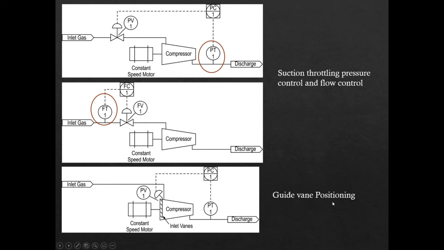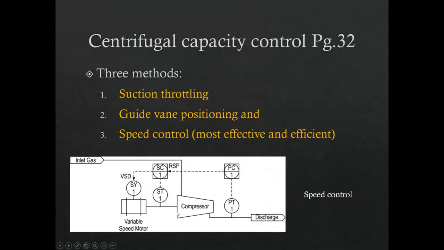And last but not least here, guide vane positioning. Using a pressure transmitter and pressure controller that adjusts the output to an actuator positioner that changes the angle of the inlet vanes. These inlet vanes are just like the pitch on a propeller of an airplane or a helicopter. By flattening them out or angling them more, we can get more or less airflow going through there. So again, diagrams. Pretty self-explanatory here: suction throttling, flow control, guide vane positioning, and then of course speed control.